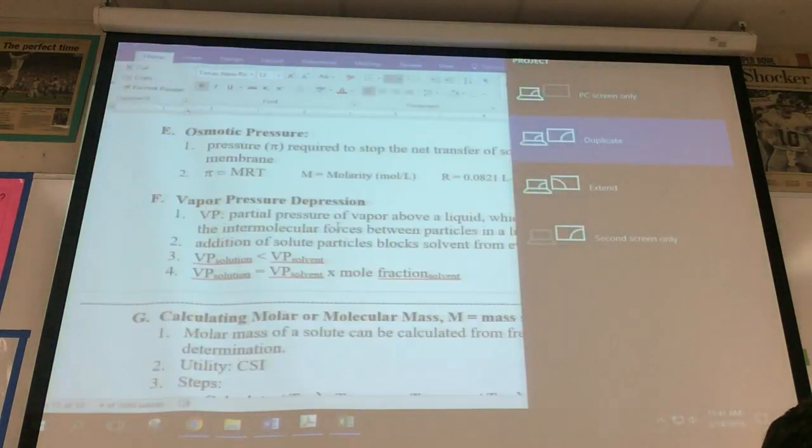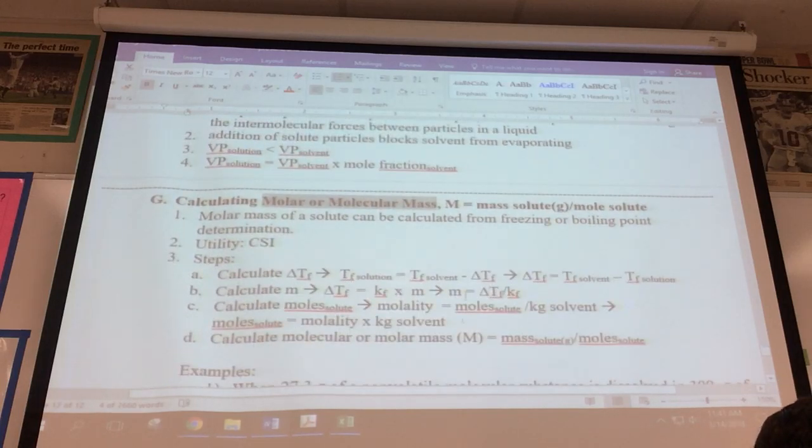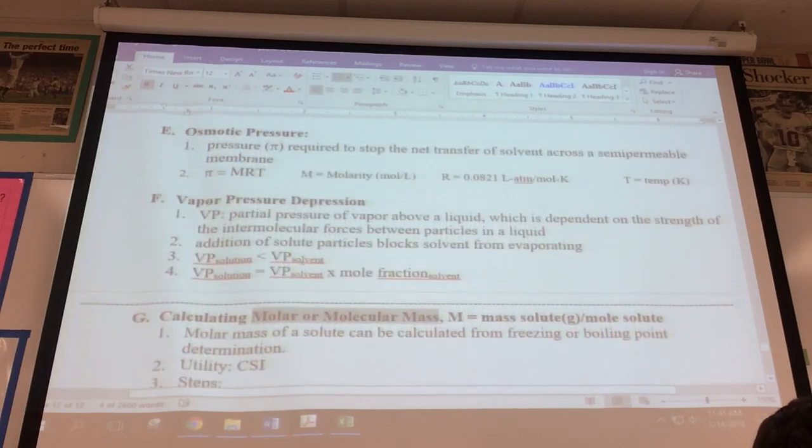And what we're going to get into next time is determining molar or molecular mass of the solute from freezing point of solution or boiling point of solution. So we're basically going to be working everything backward to determine the molar mass of the solute. So this is what we'll be getting into next time. That'll be the last lesson.